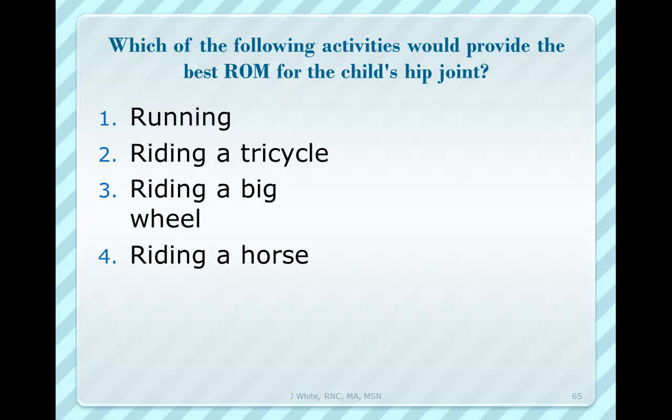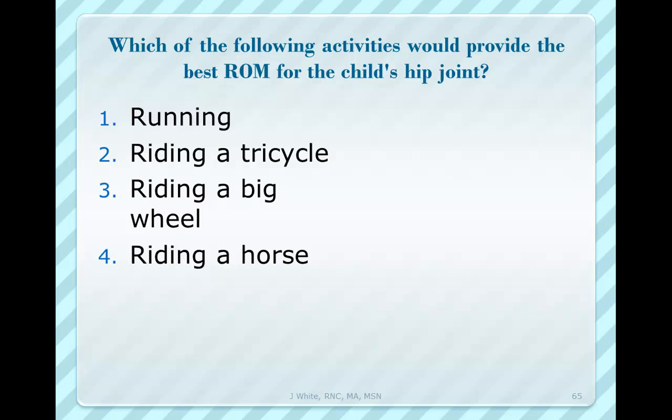Okay, here's a question. Which of the following activities would provide the best range of motion for the child's hip joint? You may see on the test you're trying to provide passive range of motion for X joint. Which would be the best activity? When you get to that point, I would expect to see you mimicking that activity so you can determine which is going to give you full range of motion. So here our choices are running, riding a tricycle, riding a big wheel, riding a horse.